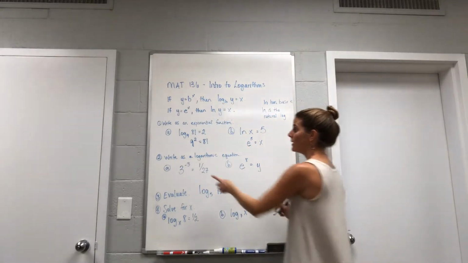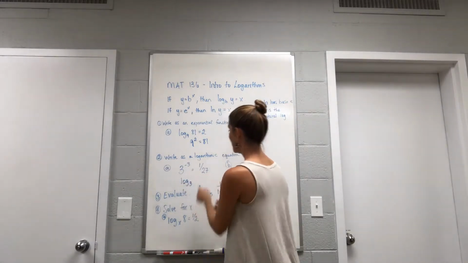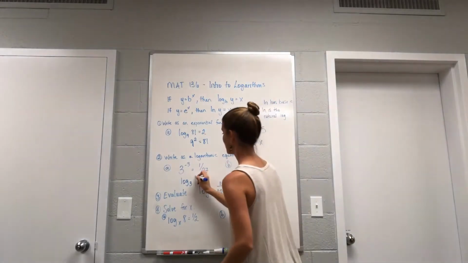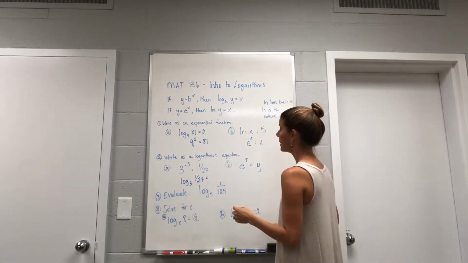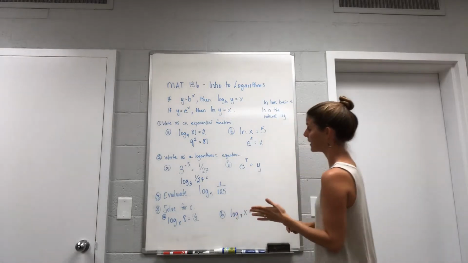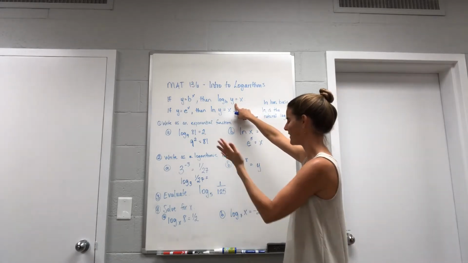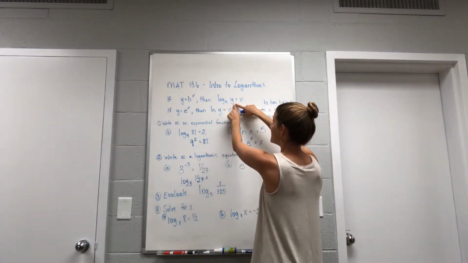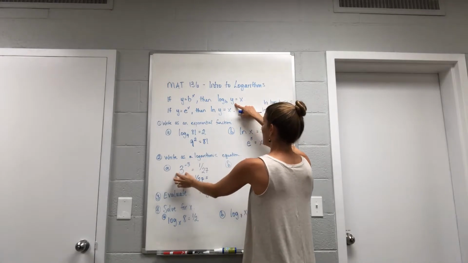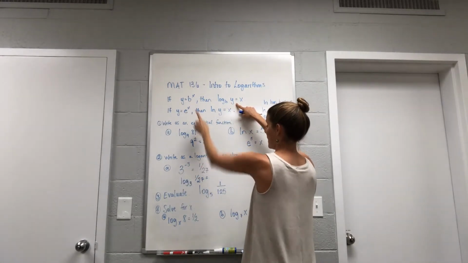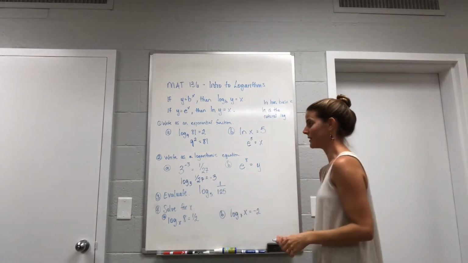And then we can do the reverse as well. So here the base is 3. So we're going to have a log base 3 of the value, which was the y value, 1/27, is equal to the exponent, -3. So 3 to the -3 power is equal to 1/27.